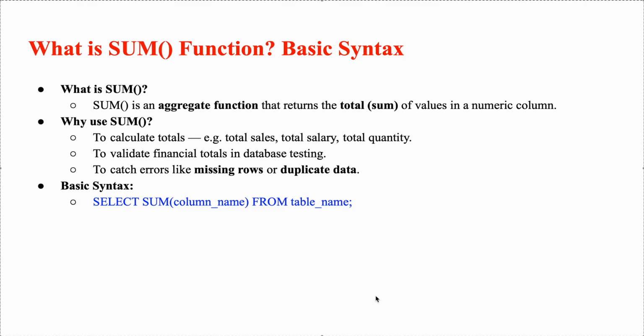Now let's move on to the SUM function. This function simply adds up all the values in a numeric column. So it's great for calculating things like total sales, total salaries, or total quantities. In database testing, the SUM function is super useful for validating financial totals, and it can also help catch errors like missing rows or duplicate data. The syntax is really simple: SELECT SUM(column_name) FROM table_name, and it's a great way for testers to quickly verify that the numbers are adding up the way they should.